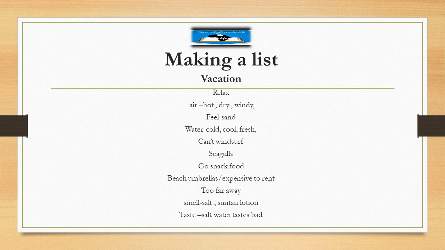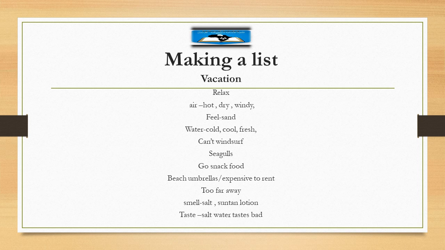For example, words like relax, air, which is hot, dry, windy, feeling the sand, water, was it cold, cool, fresh, can't windsurf, seagulls, snack food, beach umbrellas, expensive to rent, too far away, the smell, salt, suntan lotion, taste, salt water, taste bad. All these are just making a list of words that will help me in the writing process.